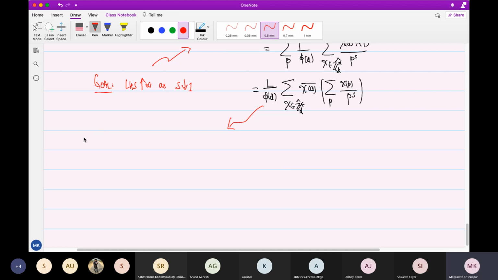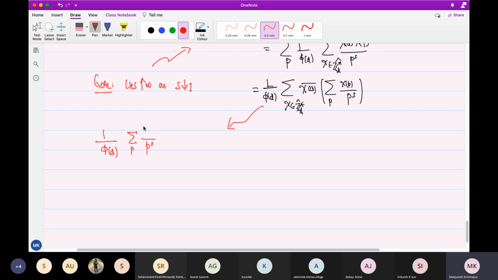You separate the trivial character. So you get 1 over phi of d times the trivial character, which puts everything to 1. What does that give? Since a is coprime to d, that will be 1. So that will give us the sum over p of the trivial character over p to the power s. So this is chi 0 of p. So chi 0 of p is 1, right, for all primes? Sorry, no. Only those that don't divide d.